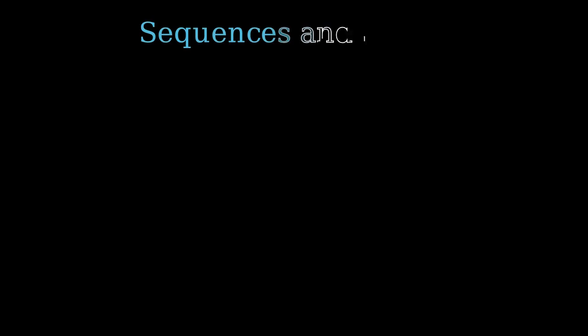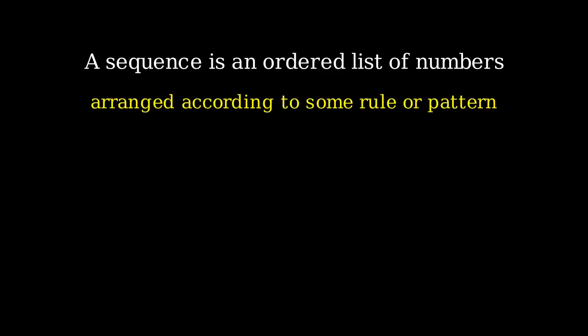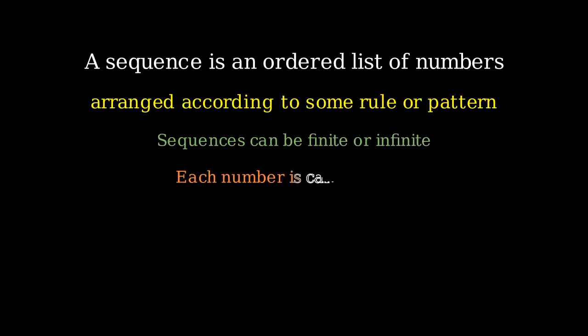In this video, we're going to explore sequences and series, what they are, how to work with them, and how to find their sums. Let's start with the basics. A sequence is just an ordered list of numbers, arranged according to some rule or pattern. These sequences can be finite or infinite, and each number in a sequence is called a term. Here are a couple of examples.